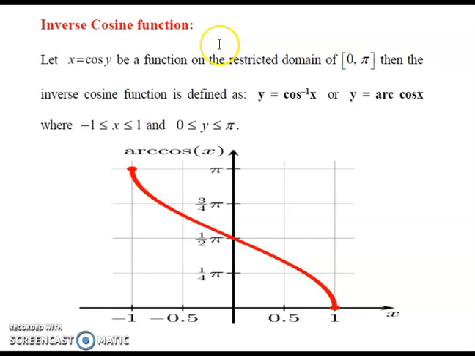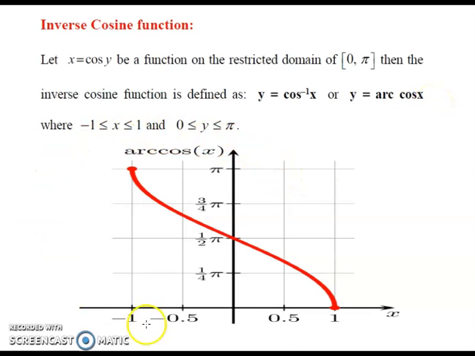Inverse cosine function. Let x equal to cosine y be a function on the restricted domain of the closed interval 0, pi. In this interval only, the cosine function is one-to-one. Then its inverse exists. Then the inverse cosine function is defined as y equals cosine inverse of x, or y equals arc cosine x.